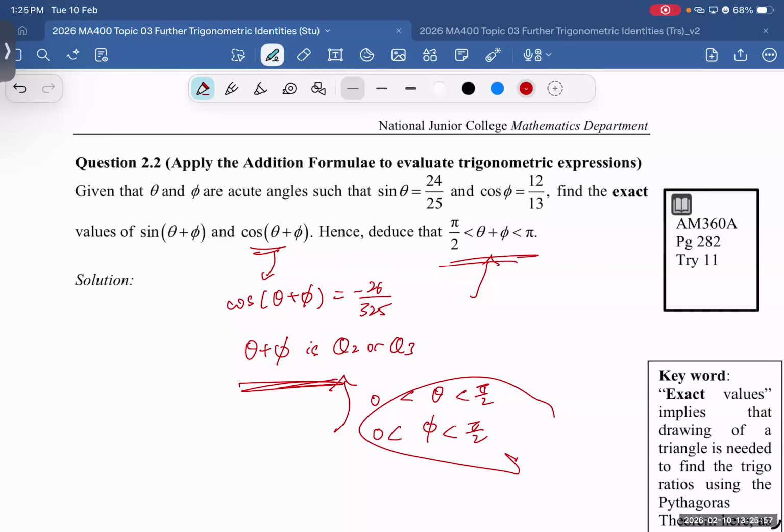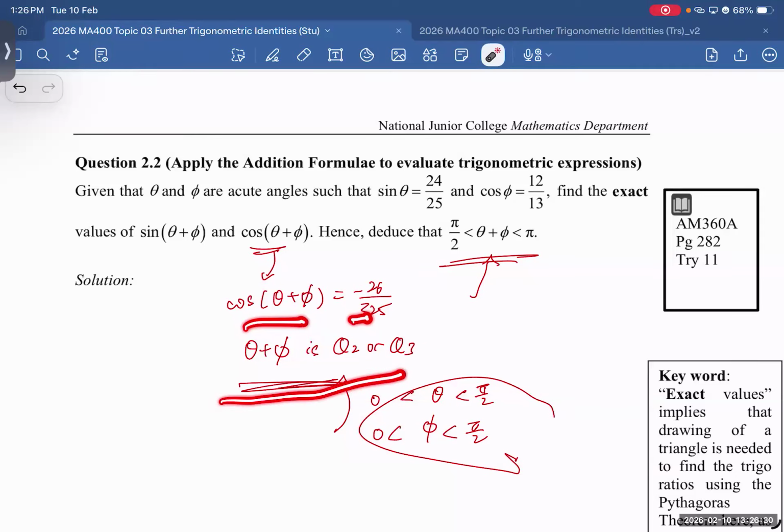Alright, next question. Which one? First one. Because you are finding two things, you are finding sine and cosine. Read carefully. Question is always the key. How do I find this? First, you know that cosine of theta plus phi is negative, which means that theta plus phi must be quadrant 2 or quadrant 3.